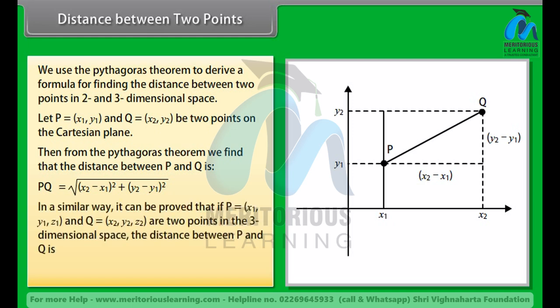In a similar way, it can be proved that if P equal to (x1, y1, z1) and Q equal to (x2, y2, z2) are 2 points in the 3-dimensional space, the distance between P and Q is PQ equal to the square root of (x2 minus x1) square plus (y2 minus y1) square plus (z2 minus z1) square.